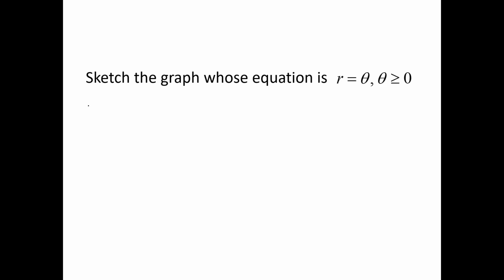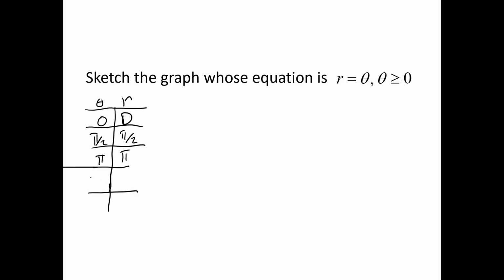Here, sketch the graph whose equation is r equals theta, when theta is bigger than or equal to 0. So again, theta, r. If you rotate 0, your r value is 0. If you rotate pi over 2, your r value is pi over 2. If you rotate pi, your r value is pi. If you rotate 3 pi over 2, your r value is 3 pi over 2. And if you rotate 2 pi, your r value is 2 pi.